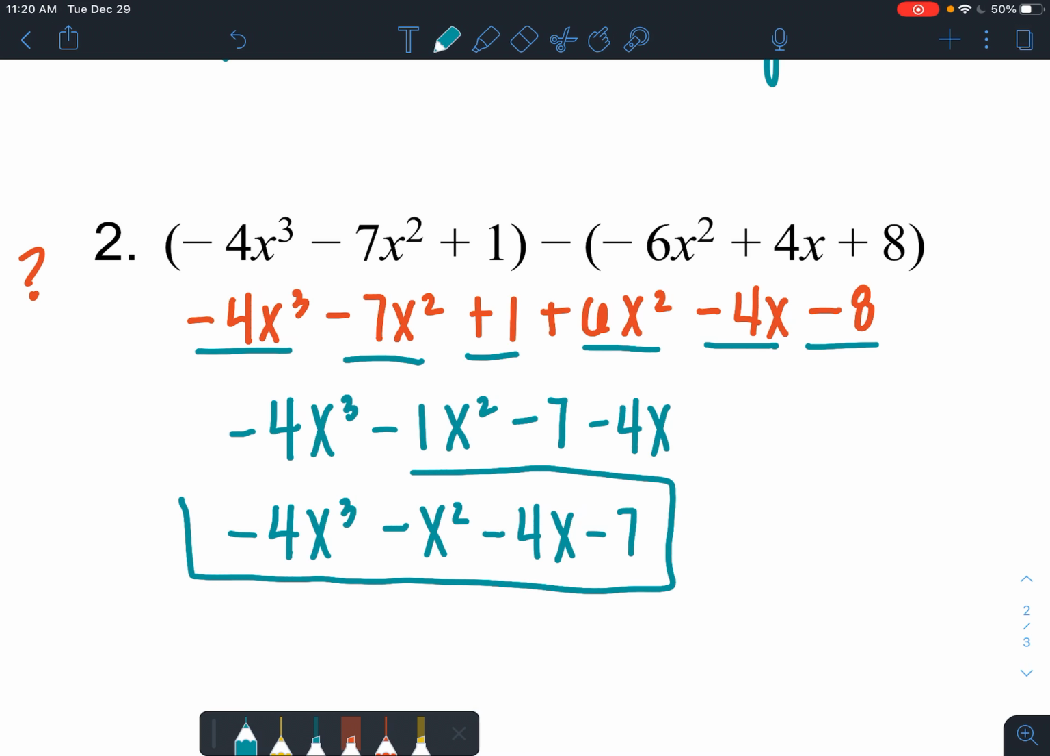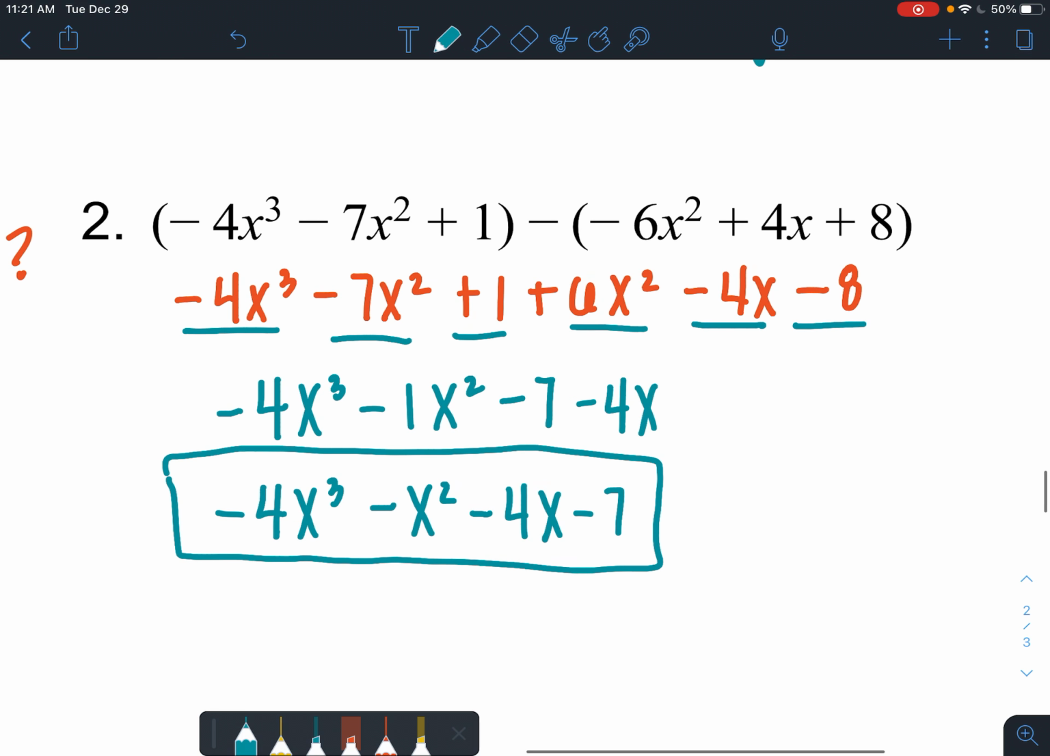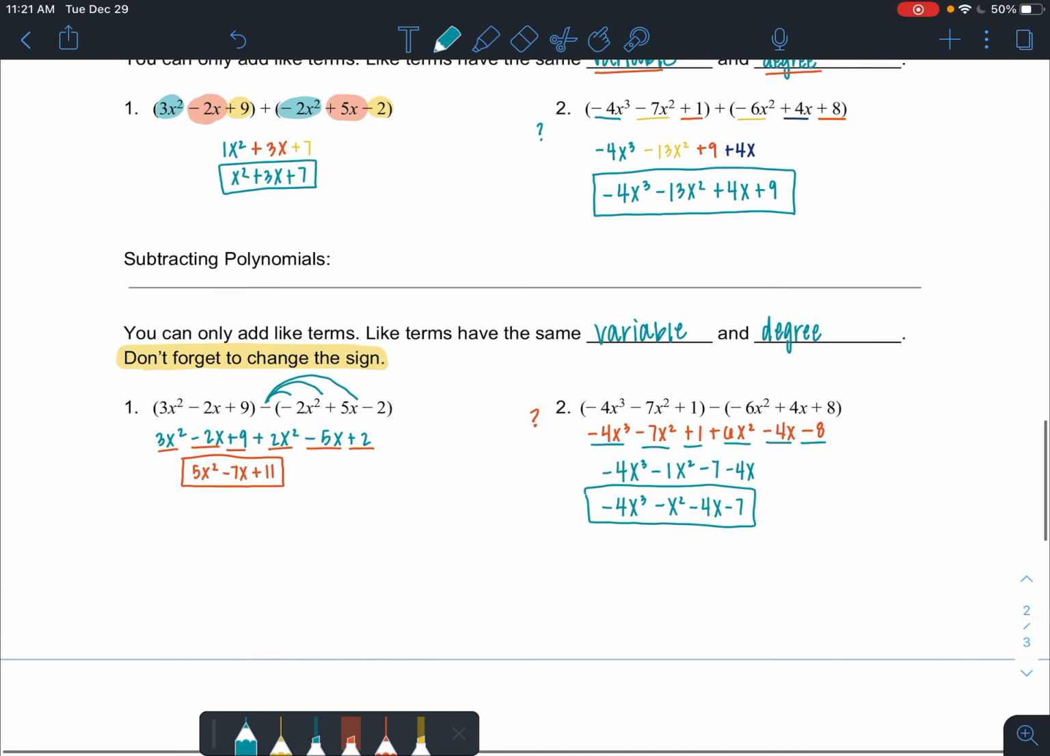Okay, some people like to keep their terms in order the whole time. I really don't fuss with that because I sometimes will forget values if I do that. So that is it, and that is all for today, folks.